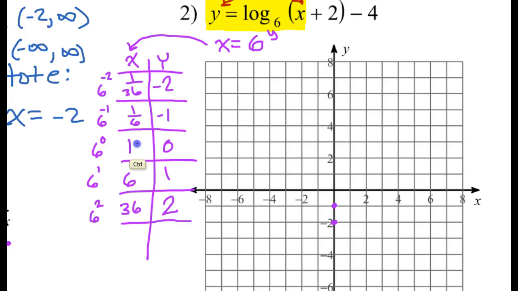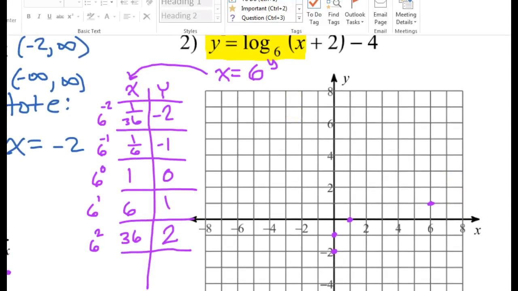Now, then we have 1 comma 0, and then we have 6 comma 1. Obviously 36 comma 2 will be far off the graph. So these 4 points will have to be sufficient. Do not draw the curve because this is just the parent function, though you get the idea.